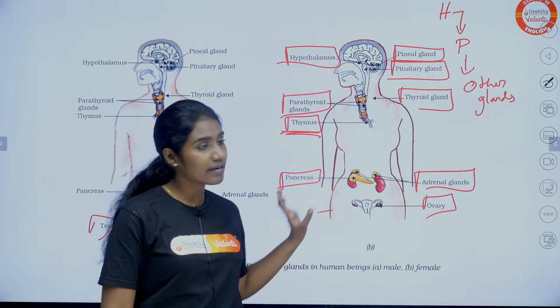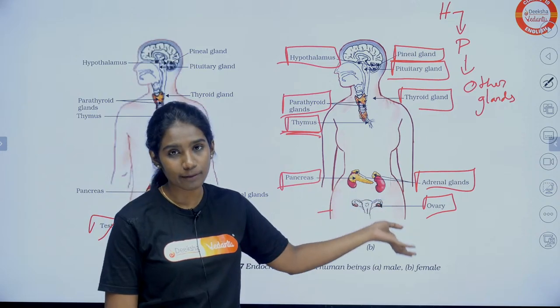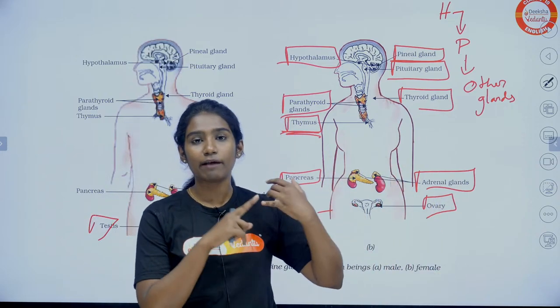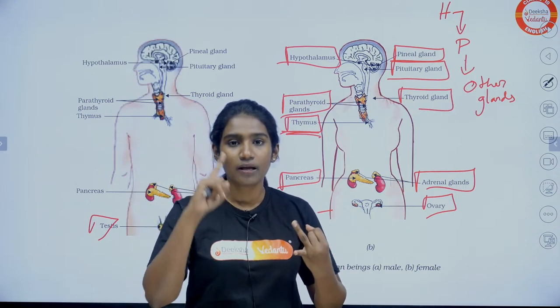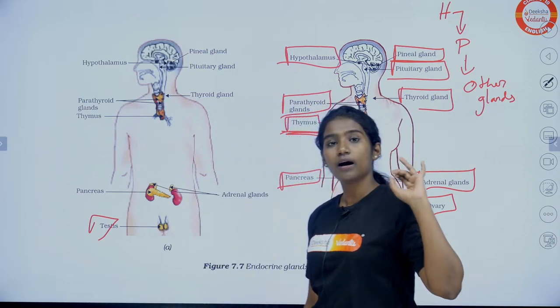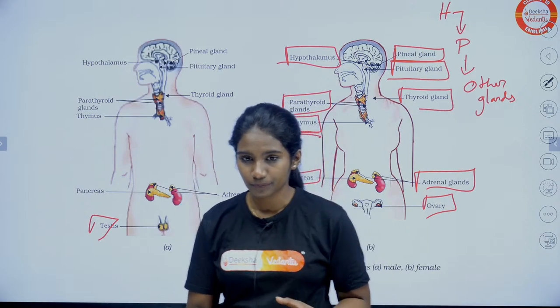At that time this adrenal gland releases adrenaline hormone. Ovary is seen in female. Ovary releases two hormones, estrogen and progesterone. Estrogen plays a very important role in the menstrual cycle, whereas progesterone plays a very important role at pregnancy time. And testis secretes testosterone.